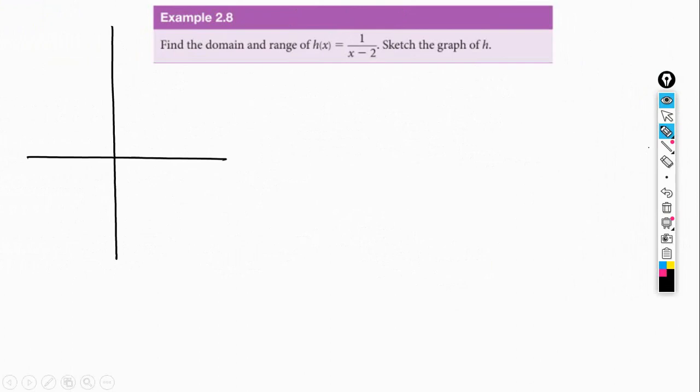Okay, so let's take a look at example 2.8. And it says, find the domain and range of h of x is equal to 1 over x minus 2, and then sketch the graph of h. Okay, so from the previous section, we know that the parent function of h of x is the reciprocal function. We know that that is f of x is equal to 1 over x. And we know that that function, if we draw it here on the Cartesian plane, looks somewhat like this.